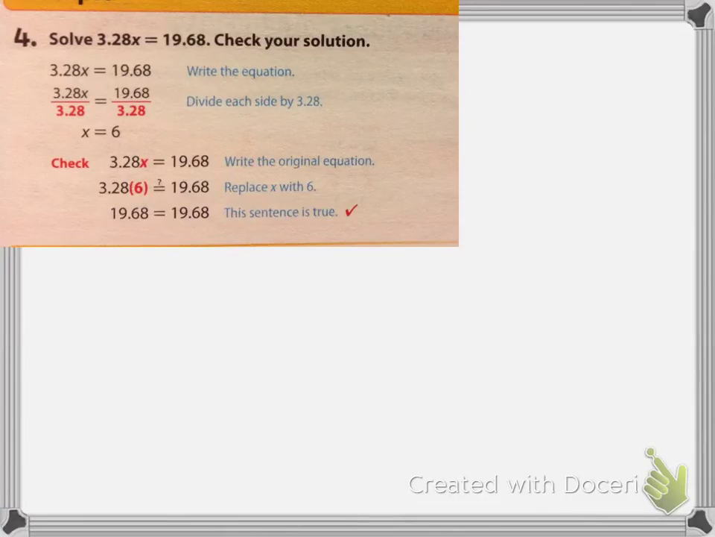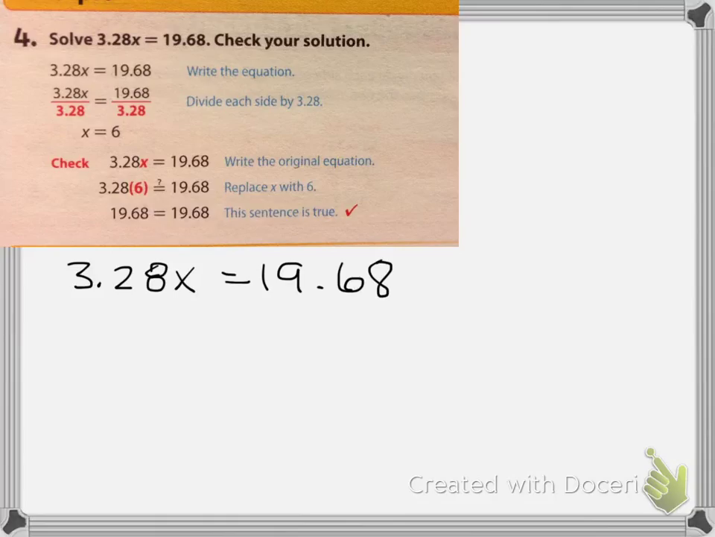All right, now we're on the top of textbook page 554, and we're looking at example 4. It says to solve 3.28x equals 19.68. So let's go ahead and first set the problem up, and although they've done it for us, we're still going to do it again. So 3.28x equals 19.68.